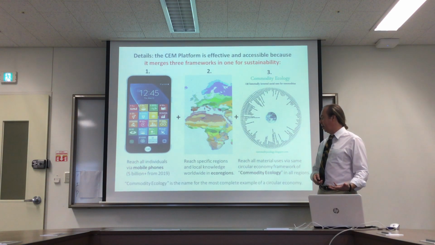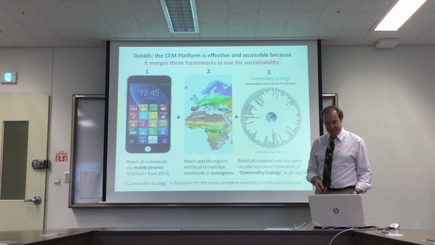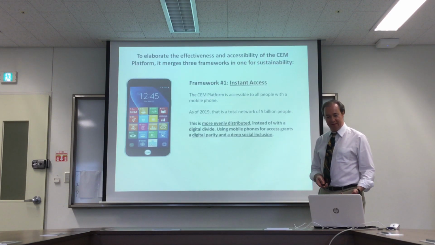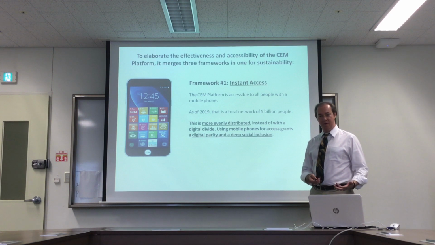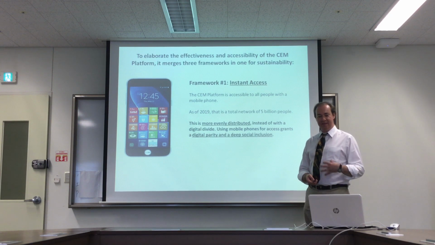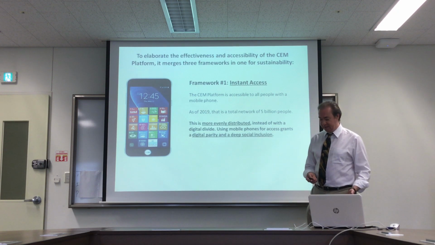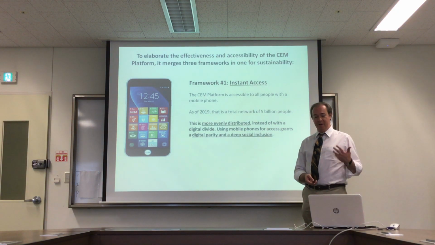And as I said, commodity ecology is the name for the most complete example of a circular economy. To elaborate those 3 points, framework 1, the mobile phone networks, gives everyone instant access. The CEM platform is accessible to all people with a mobile phone. As of 2019, as I said, that's a total network of over 5 billion people.